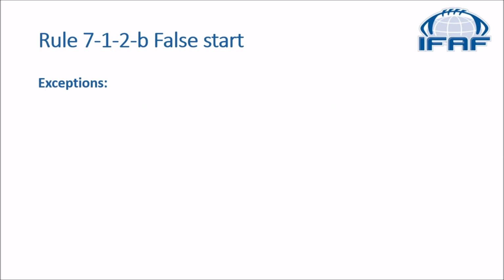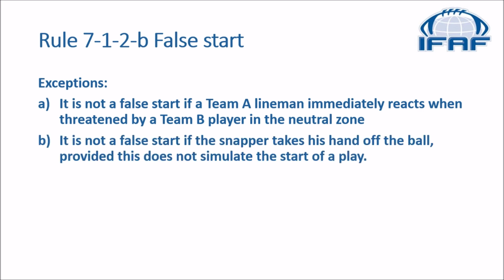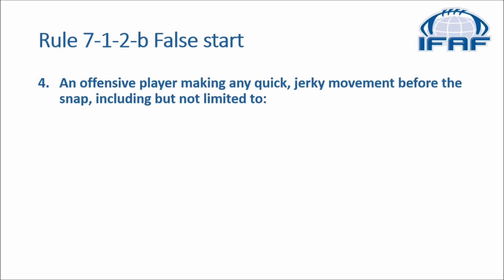As for the exceptions, 1. A. It is not a false start if a Team A lineman immediately reacts when threatened by a Team B player in the neutral zone. B. It is not a false start if the snapper takes his hand off the ball, provided this does not simulate the start of a play.